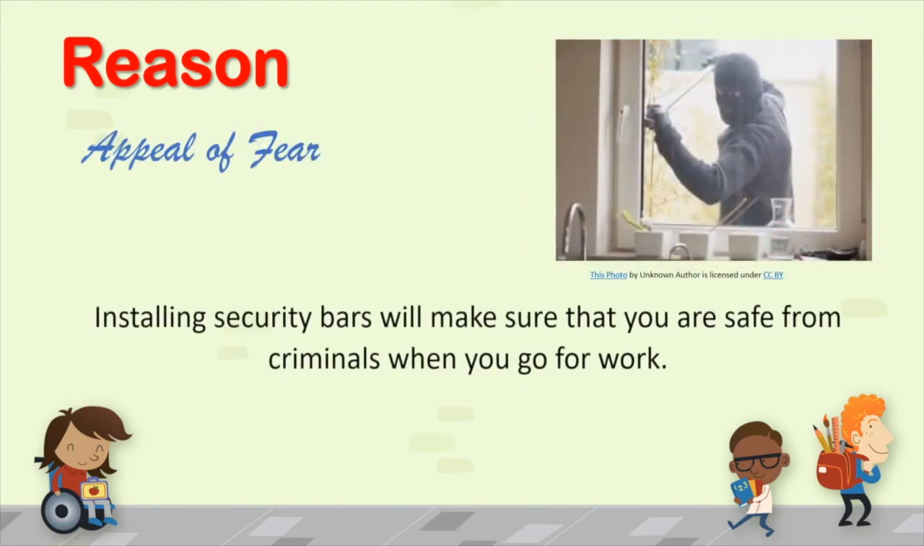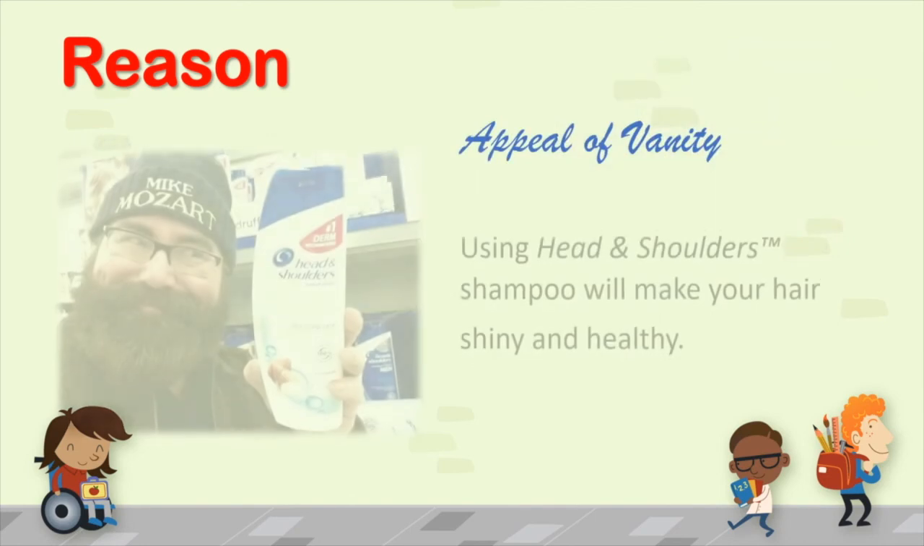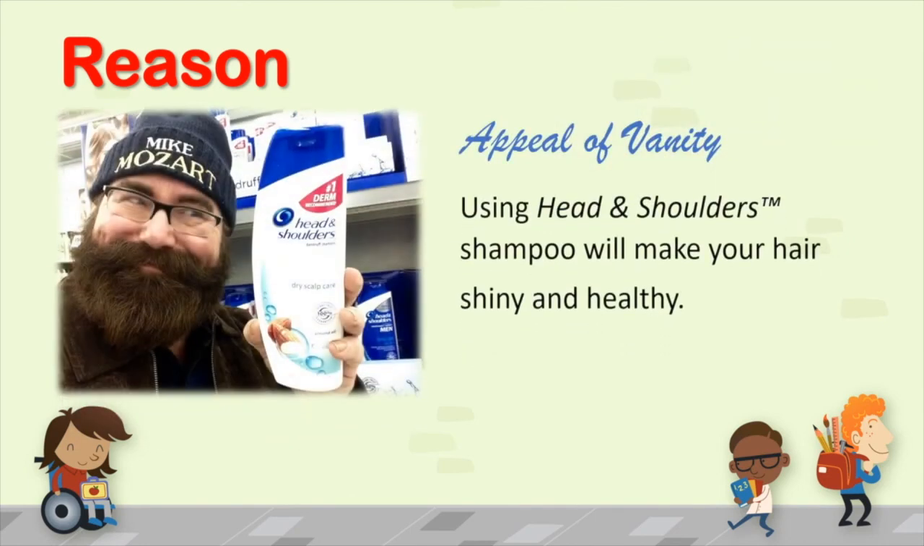Another reason is the appeal of fear. Installing security bars will make sure that you are safe from criminals when you go to work. Let's say you're trying to persuade someone to purchase a product. In this case, you can use the appeal of vanity. Using Head and Shoulders shampoo will make your hair shiny and healthy. This gives flattery to win the customer over to purchase the product.